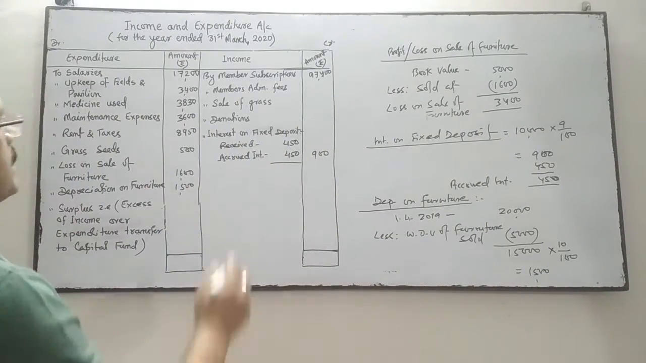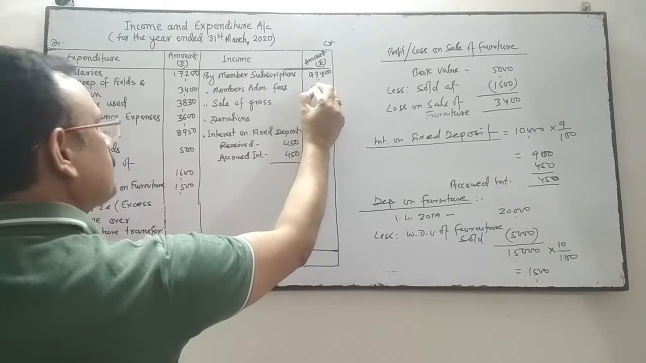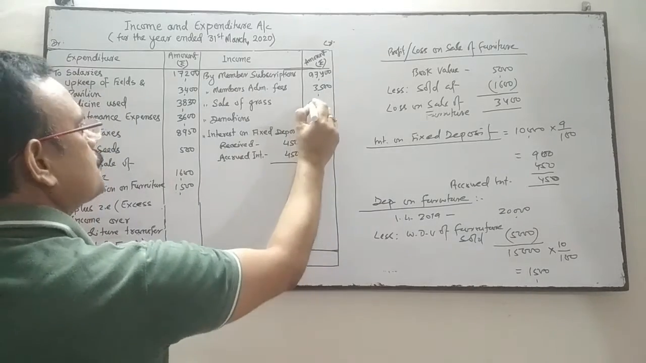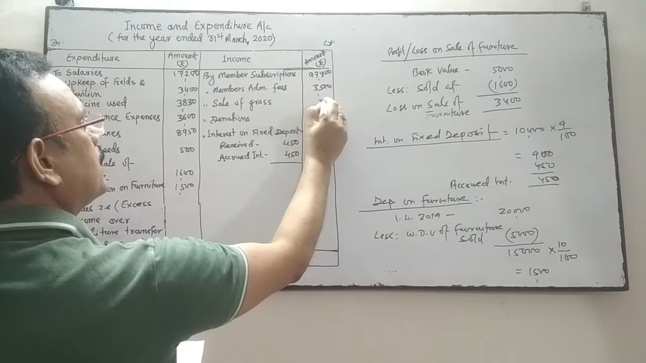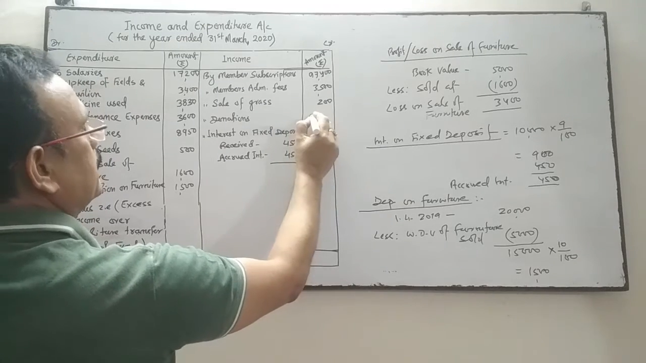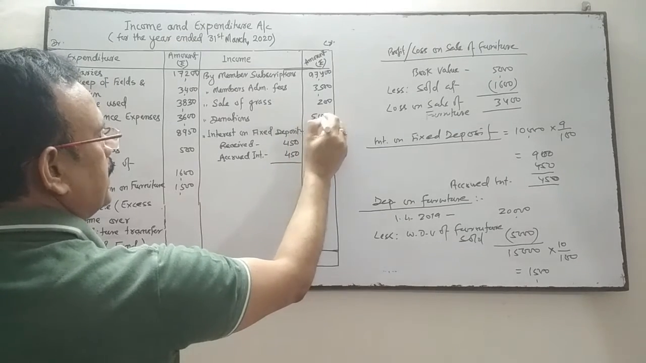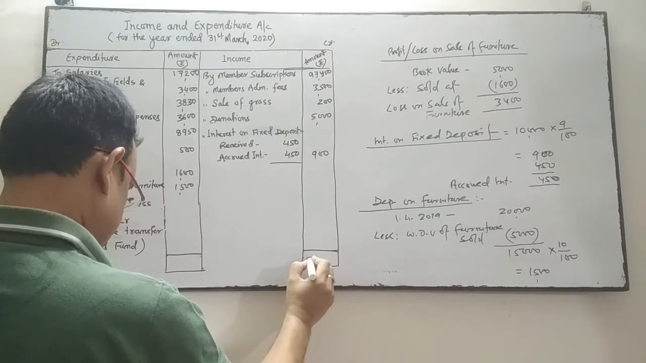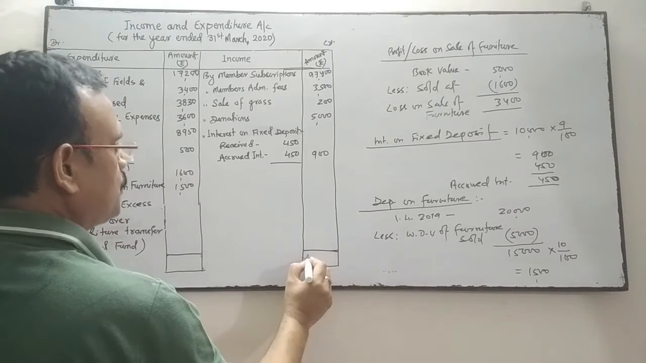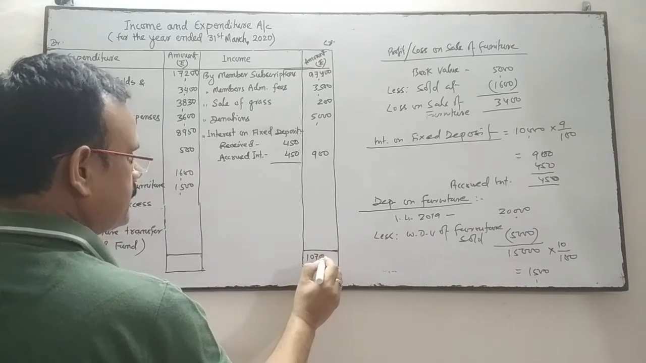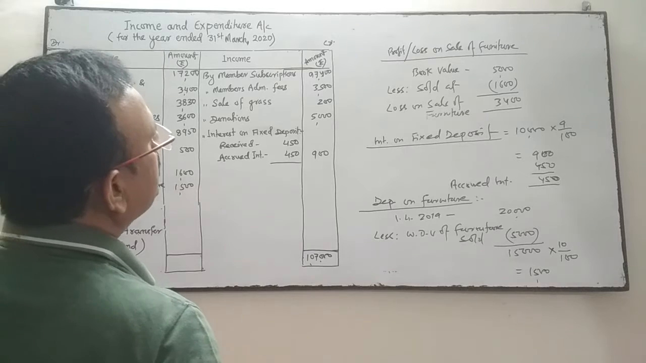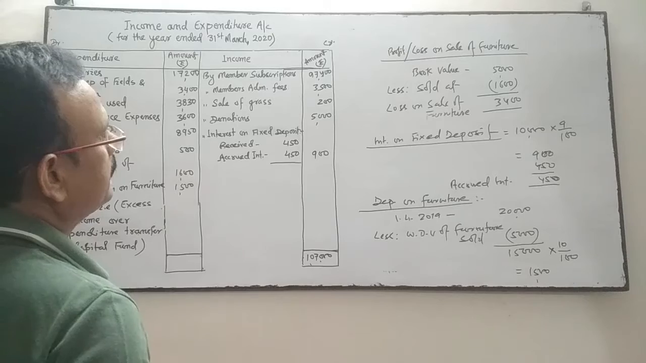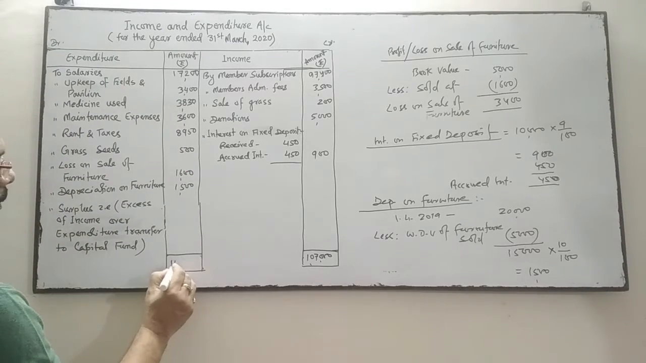Now come to the membership admission fee. Members admission fees is revenue income. We'll write in the credit side, sale of grass 200, and donation. It is a general donation, that's why it's a revenue income. Now we'll do the total of the credit side and debit side and see which side is more. So the credit side total is more, 1,07,000. Write the same amount over here.